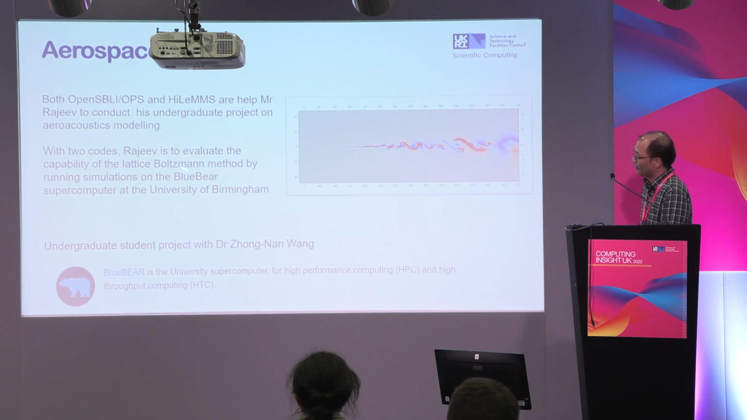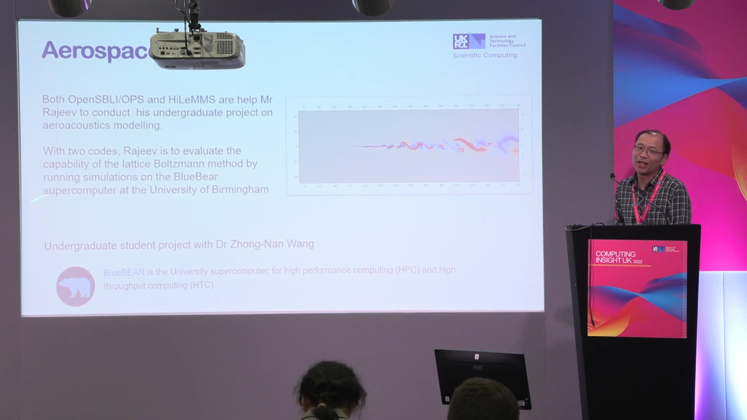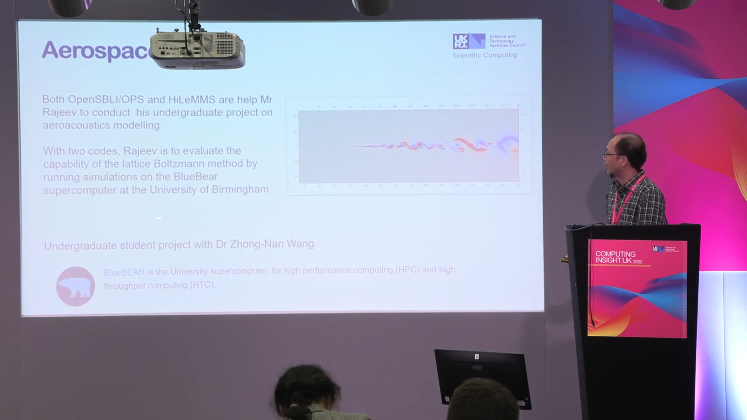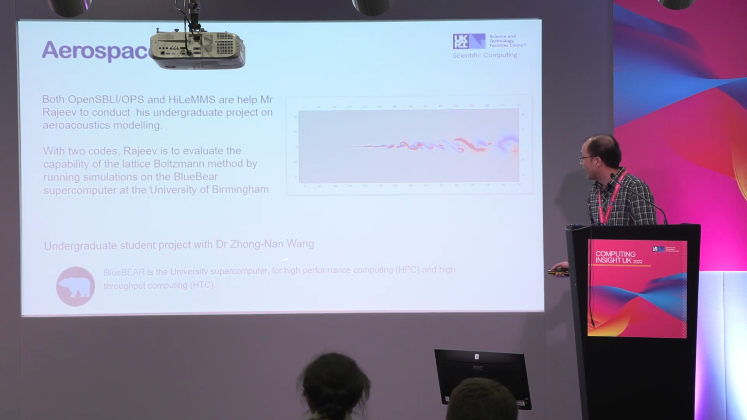With the two codes, I think the student plans to evaluate the capability of the lattice Boltzmann method by running simulations on the local supercomputers at the University of Birmingham. Because lattice Boltzmann is a relatively new method, but it is said to be quite good for this area, this project is really about looking at the accuracy of the method. So yeah, this is with Dr. Zhongnan Wang at the University of Birmingham.